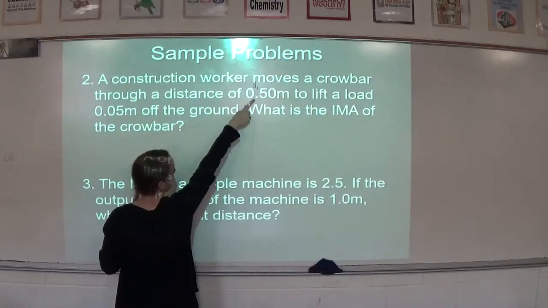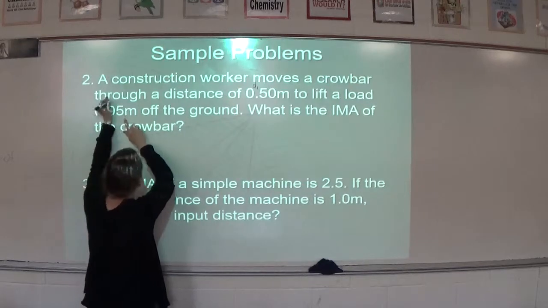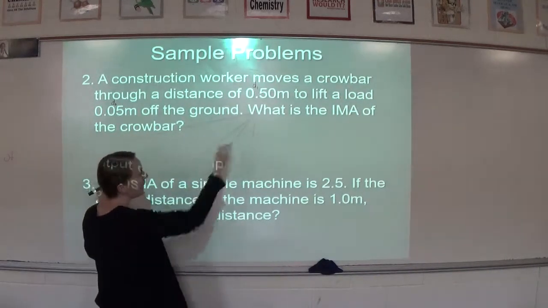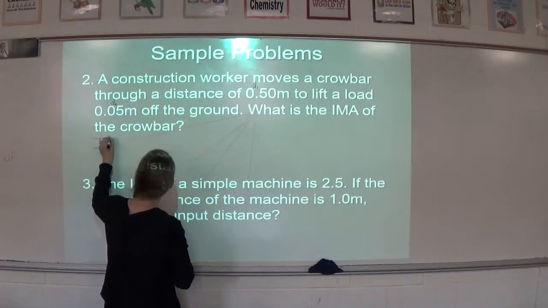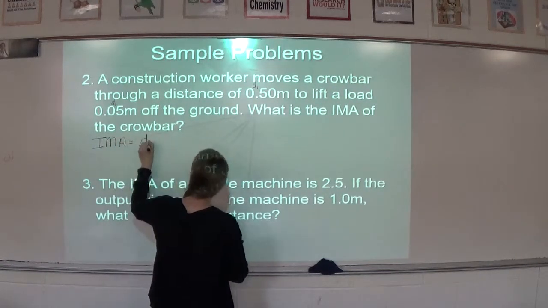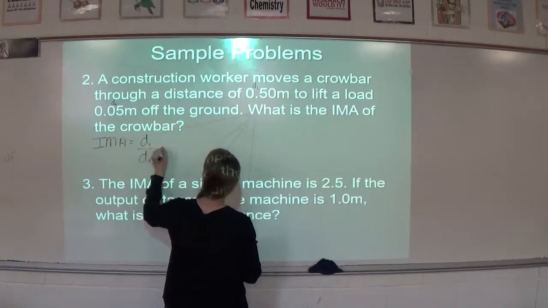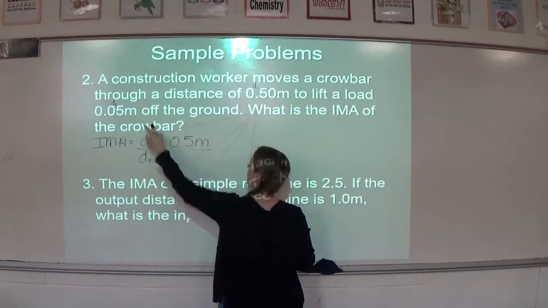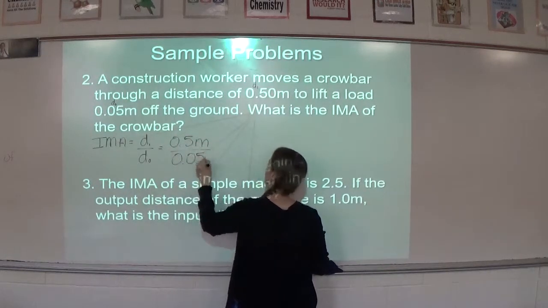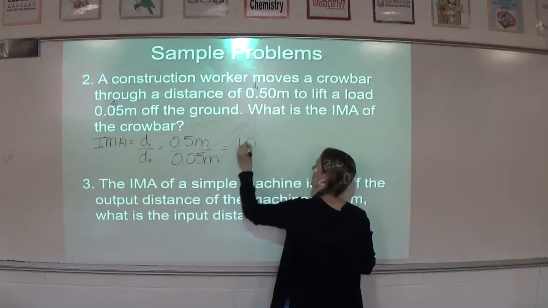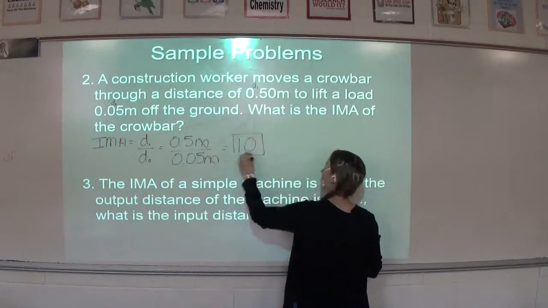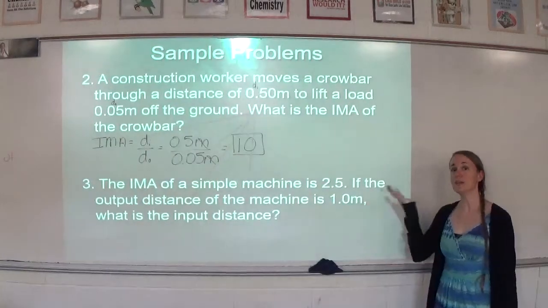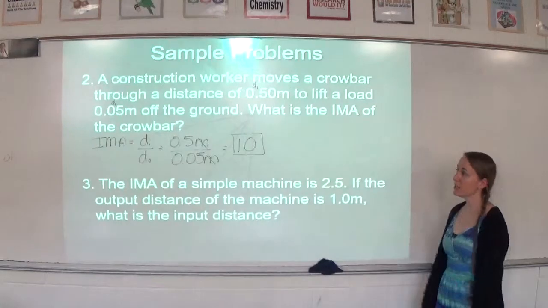In other words, the worker moved this much, the crowbar moved this much. So this is my output distance. What is the IMA, or the ideal mechanical advantage? Remember, IMA is your input distance over your output distance. The input distance is 0.5 meters. The output distance is 0.05 meters. So when you divide, you're going to get 10. Those meters cancel, so you have an ideal mechanical advantage of 10. And the higher the mechanical advantage, the better the machine is.